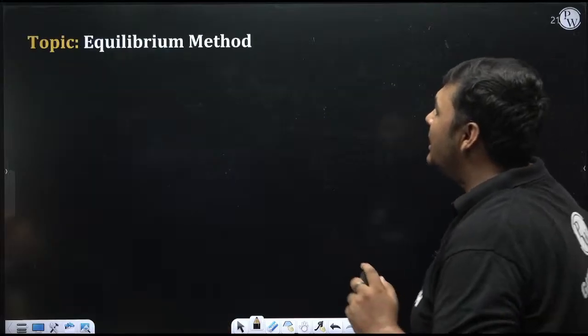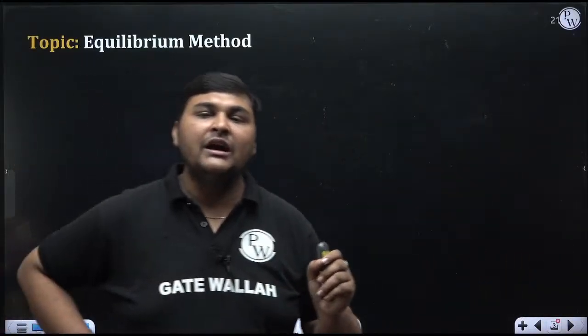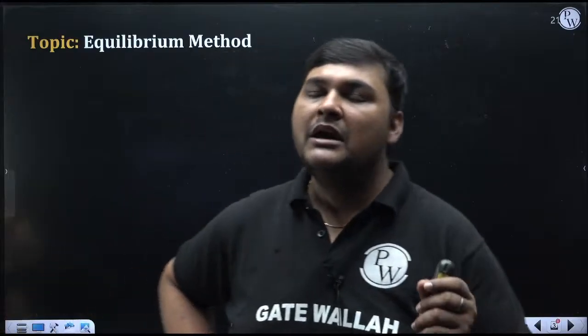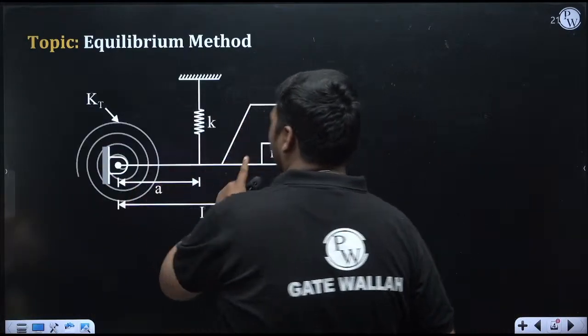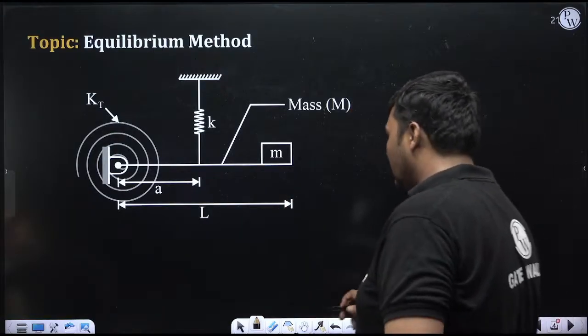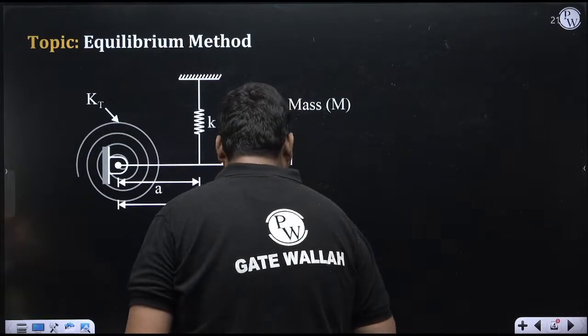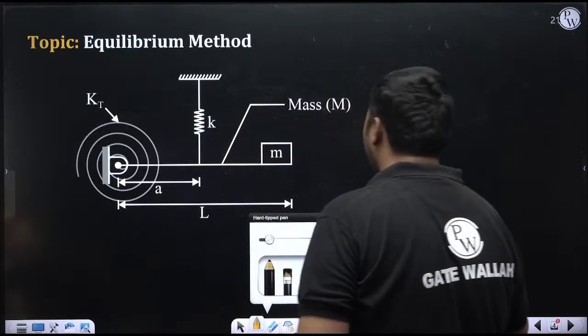Firstly, we'll discuss how to solve the problem of rotational vibration of a free undamped single degree of freedom system by the equilibrium method. For that I am taking an example. This example I have taken to discuss how to solve the problem by the equilibrium method. First of all, in this system, you can see this is a rod. Try to understand the concept first.